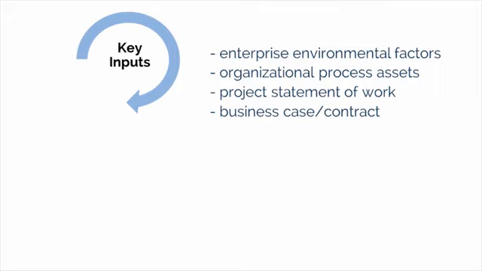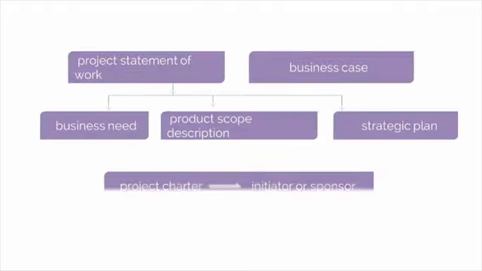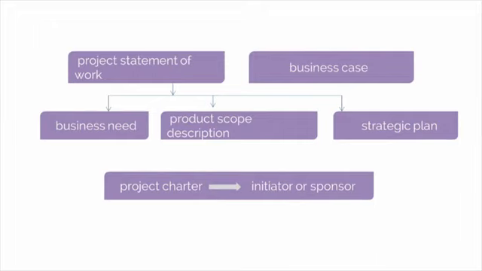Another key input to the project charter is the project statement of work, which is a narrative description of products or services that the project will deliver. This statement includes: 1. The business need. In other words, why is the project needed? 2. The product scope description. In other words, what should the project do? And 3. The strategic plan. In other words, how does the project support the long-term goals of the organization?